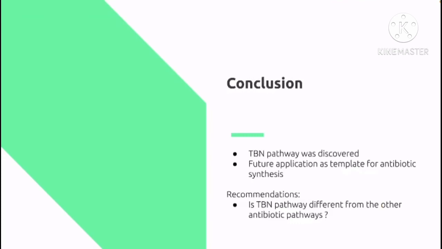So in conclusion, the tubercidin pathway is finally discovered with the roles of enzymes and cofactors found, and in the future, this pathway may serve as a template to synthesize new antibiotics. It's recommended that the other antibiotic pathways also be discovered, particularly those that contain deazapurines, with the tubercidin pathway as a reference.